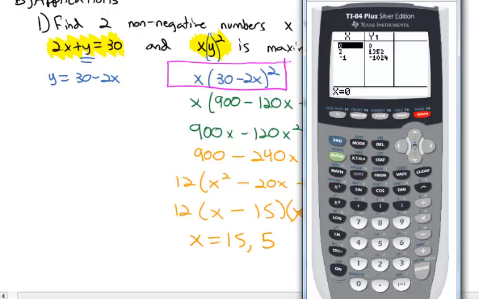Second table. Delete out the values we don't want. We're testing either 15 or 5. Which one's going to maximize us? Notice 15 gives us 0. That's probably not the maximum. 5 gives us 2,000. 2,000 is our maximum.